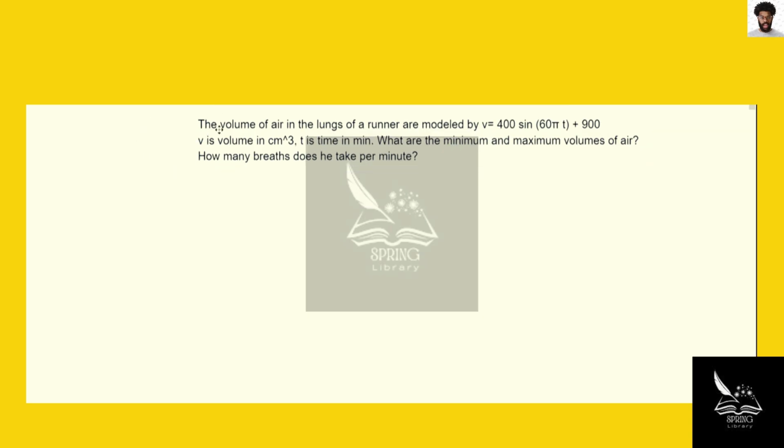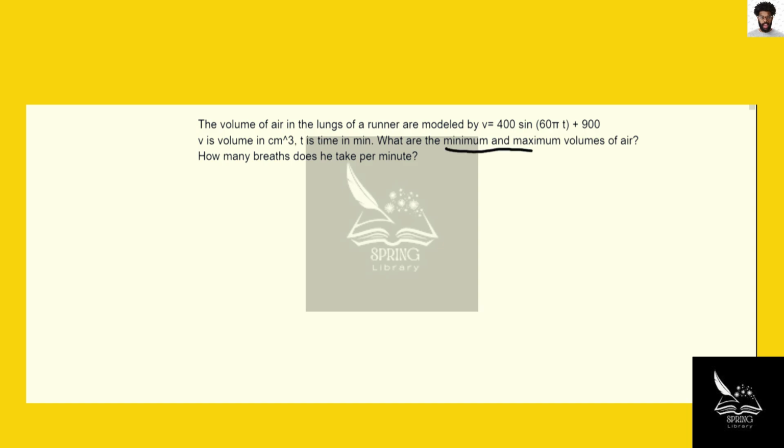The question tells us that the volume of air in the lungs of a runner is modeled by the equation V equals 400 times sine of 60 pi t plus 900. The volume is in centimeters cubed and t is the time in minutes. It asks us what the minimum and maximum volumes of air are and how many breaths he takes per minute. So I'm going to start with the first question.